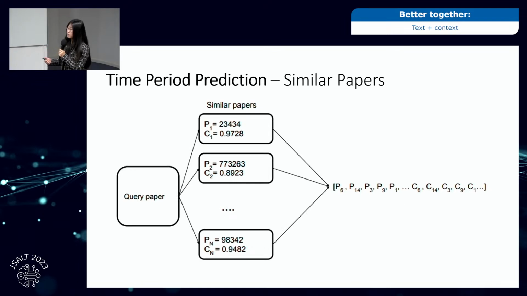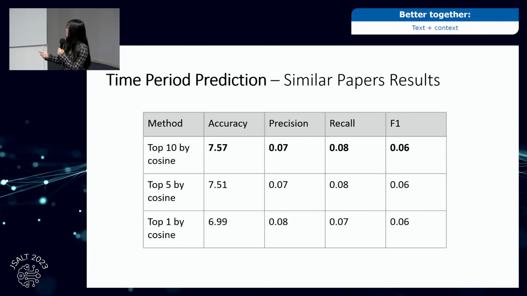Based on the charts from earlier, it suggested that similar papers tend to be close in time. So for this experiment, I tried using the similar papers to each query paper. Given a query paper, we have a list of the similar papers, and for each similar paper, we have access to the corpus ID and the cosine similarity. We can rank the similar papers by cosine similarity and then take the top K. The K values we considered were top 10, top 5, and top 1. The results are shown here. It does a lot better than random, which would be around 1%, but not very well. The top was top 10, at about 7.5%.